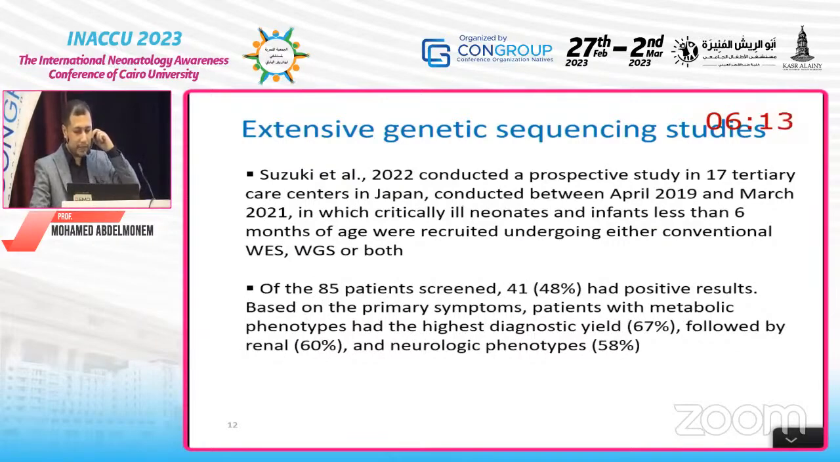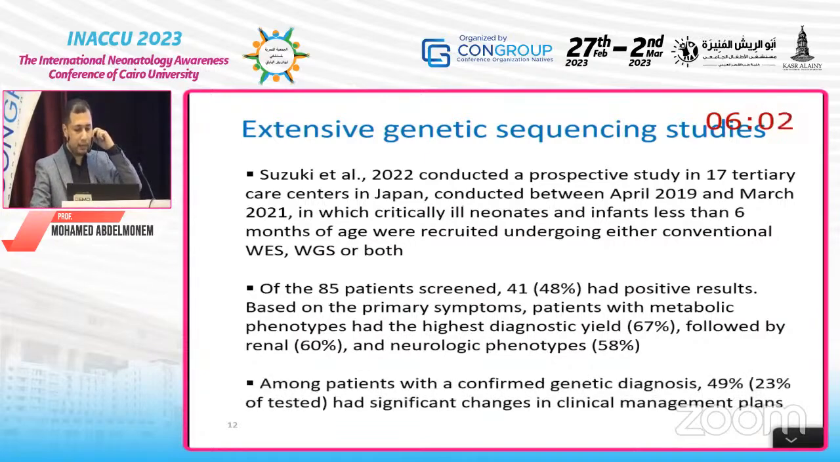And based on the primary symptoms, patients with metabolic phenotypes have the highest diagnostic yield, about 67%, followed by renal 60% and neurological phenotypes. Among patients with a confirmed genetic diagnosis, about 50% had significant changes in clinical management plans, and 23% of the total.